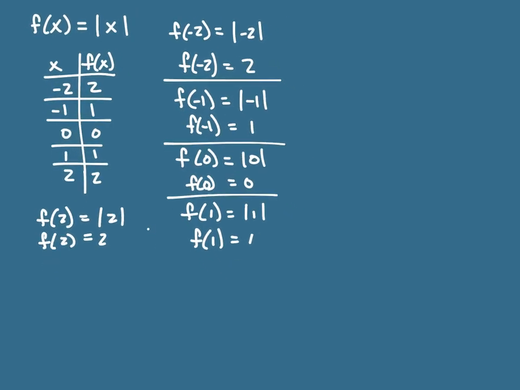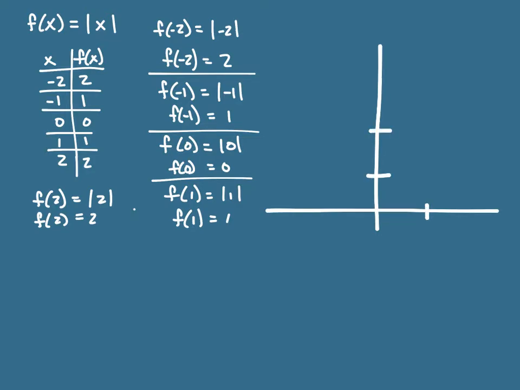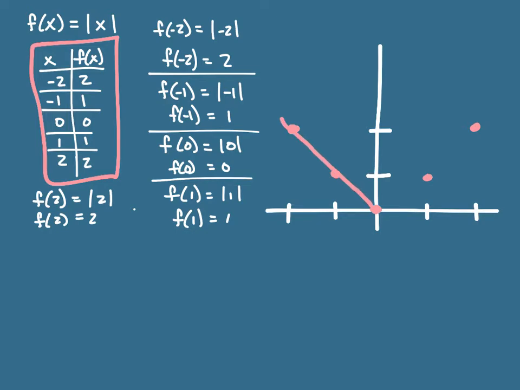And so from here, let's graph these. Again, these are the points on our graph. So -2, 2, -1, 1, and 0, 0, 1, 1, and 2, 2. All right, and so this is what our graph looks like for an absolute value function.